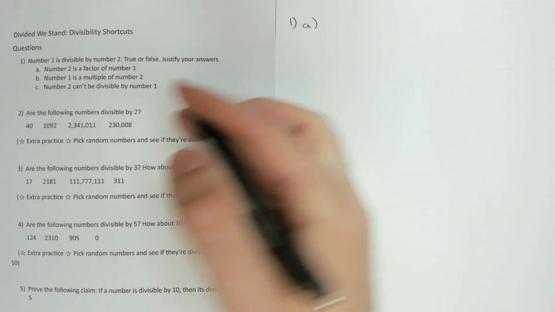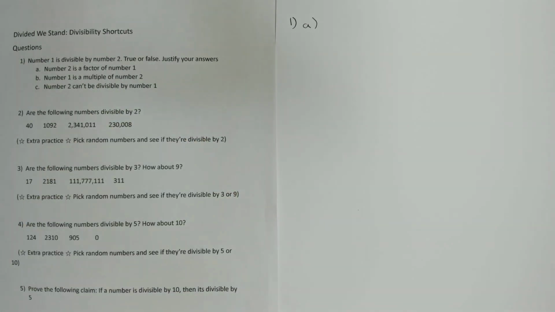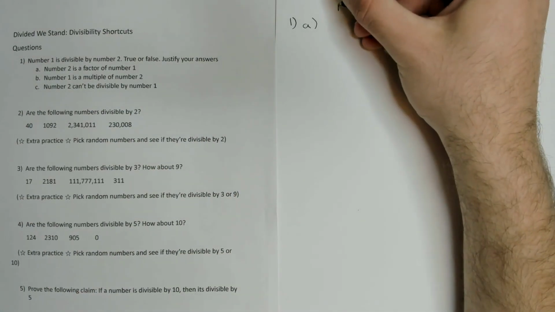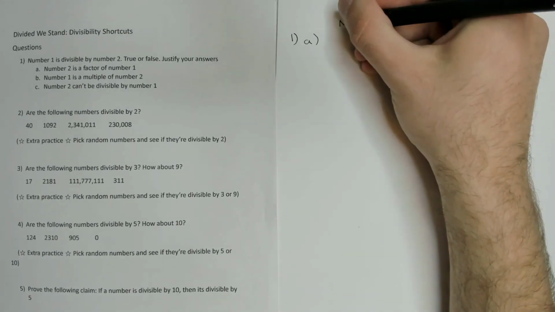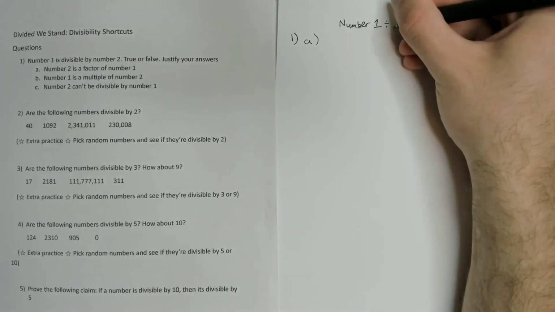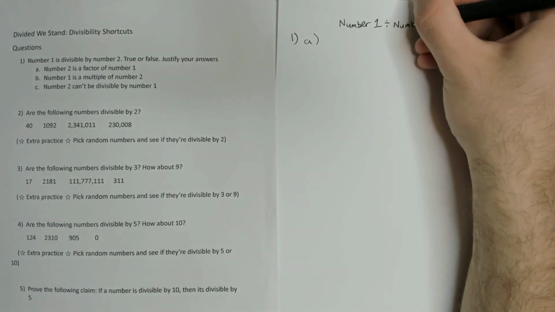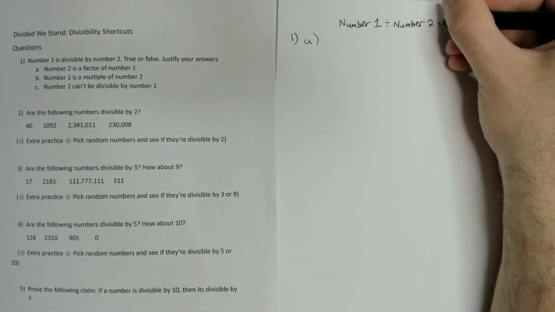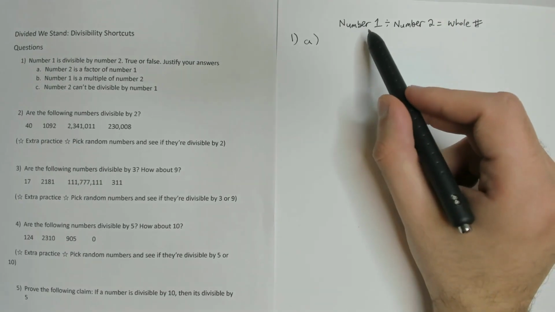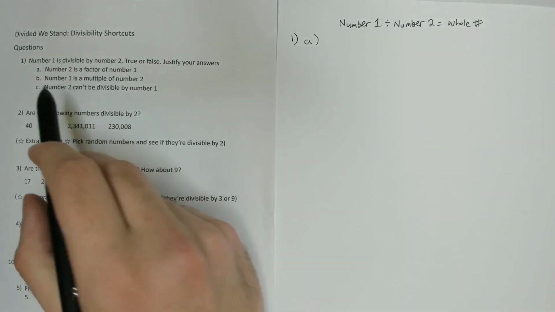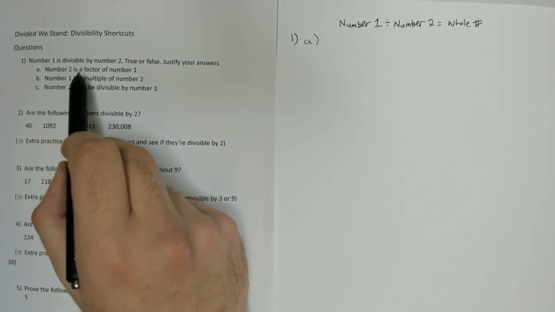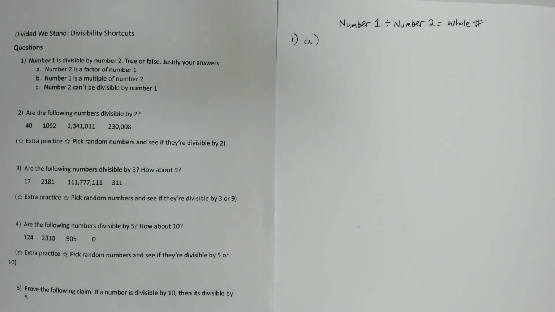And so now we have 3 statements here, and we need to determine if they're true or false. All right, so the first one says number 2 is a factor of number 1. So number 1 is divisible by number 2. I can write that out. So that basically says number 1 divided by number 2 gives us some whole number, right? So if we know that number 1 divided by 2 gives us a whole number, then can we use that to determine if number 2 is a factor of number 1 or not?